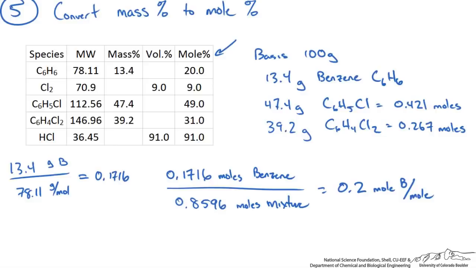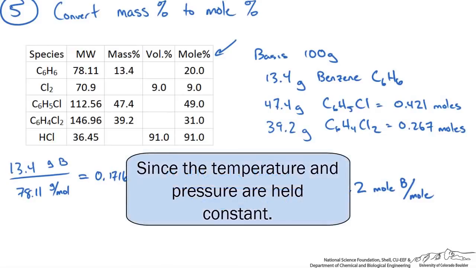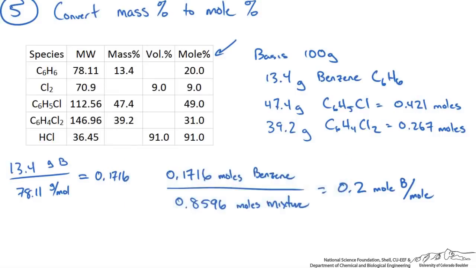For the gas mixture, now we need to assume some kind of gas law. So let's assume the ideal gas law is okay since we're operating at relatively near ambient conditions. Now that being the assumption, we know that the volume fraction is the same as the mole fraction. So I've just copied over the volume fractions into the respective mole fractions for those two species.